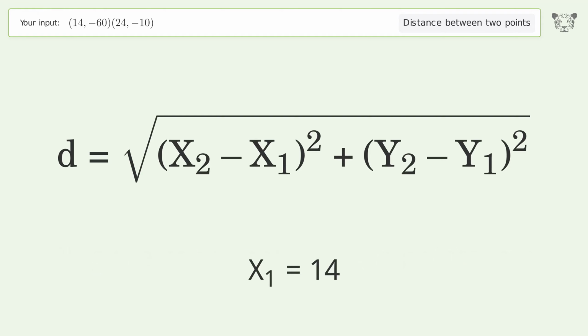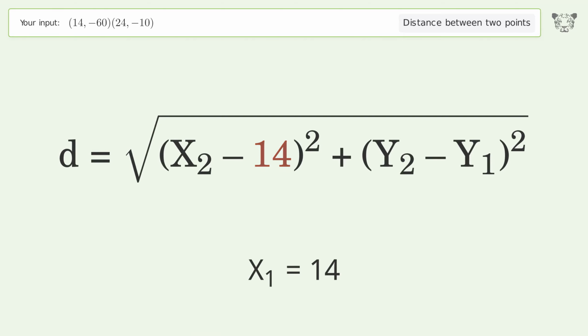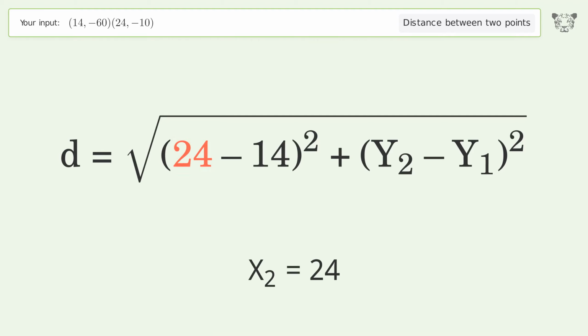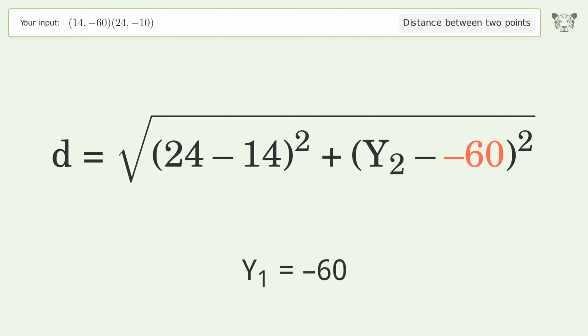x1 equals 14. x2 equals 24. y1 equals negative 60. y2 equals negative 10.